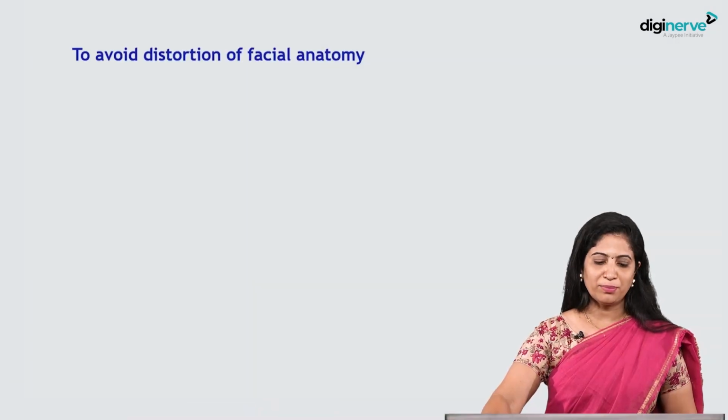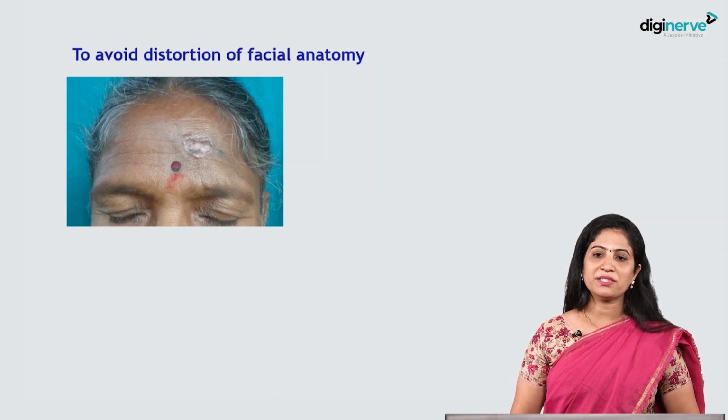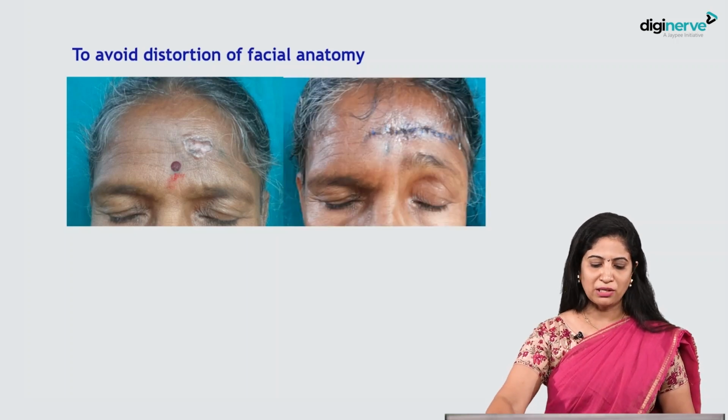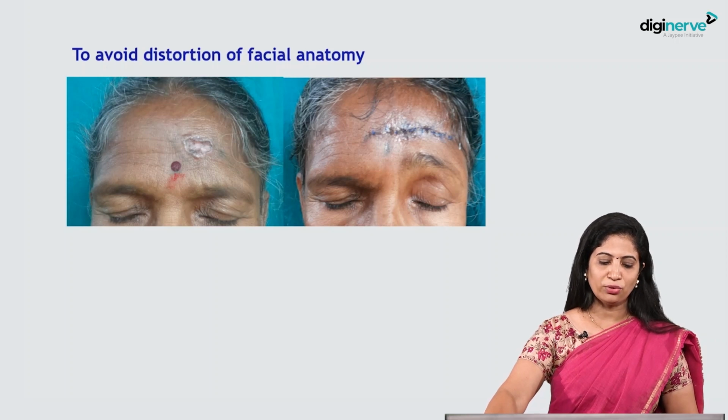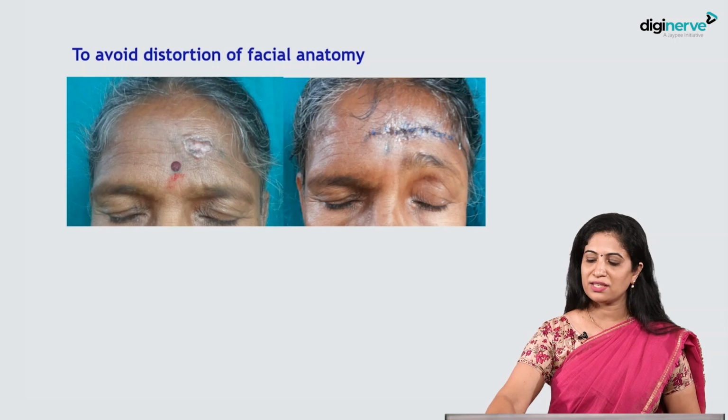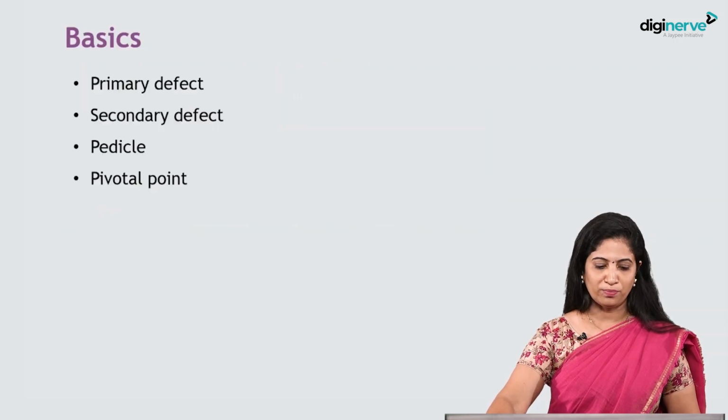Sometimes the defect may be very small, but it may be located in such a situation that if you attempt primary closure, that can result in distortion of the anatomical structure. Here the lesion is small, it is between the eyebrows and hairline. Primary excision has resulted in distortion of the eyebrow.